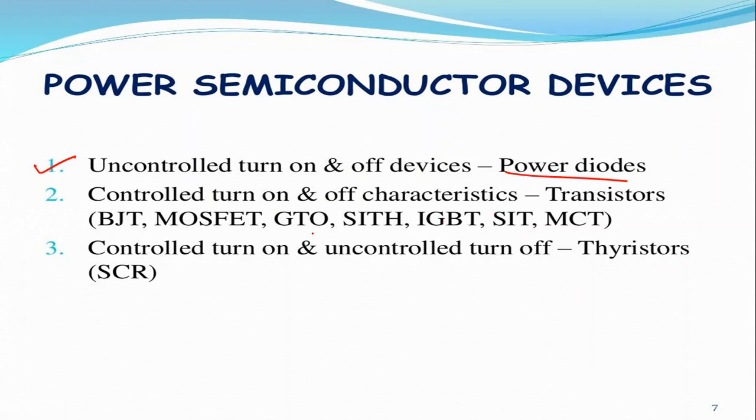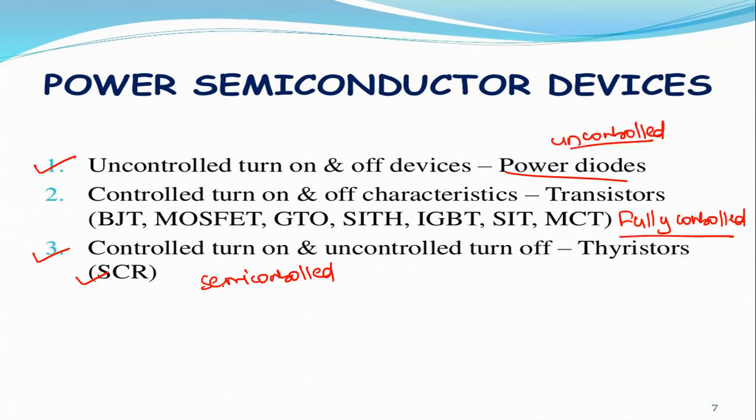Fully controlled devices are transistors, BJT, MOSFET, GTO; all these things we will study. Transistor, BJT will be familiar to you, right? Then controlled turn-on and uncontrolled turn-off will be semi-controlled. The best example is SCR, silicon controlled rectifier, which you will study. Then this is fully controlled, and this is uncontrolled. You should know these names, very important, be it a university exam, your laboratory, or any competitive exam.